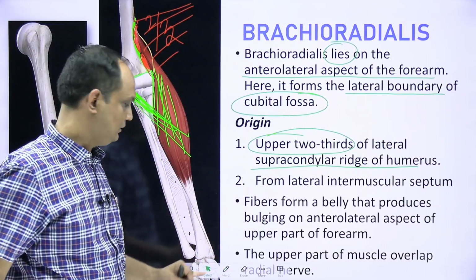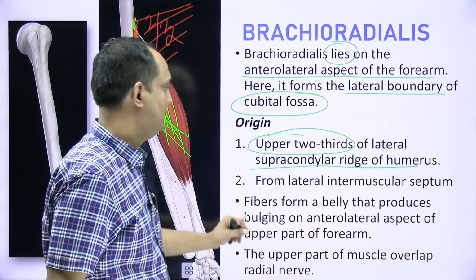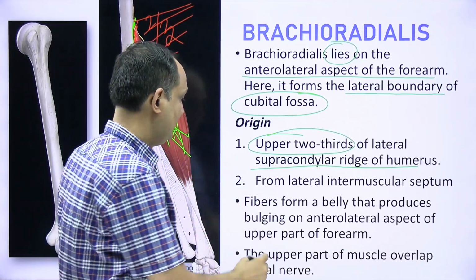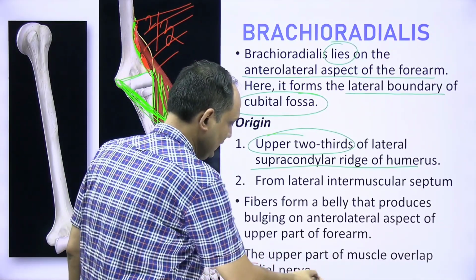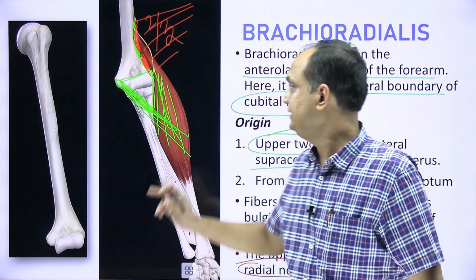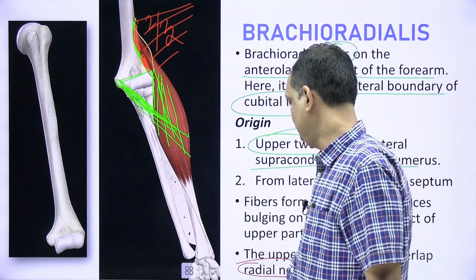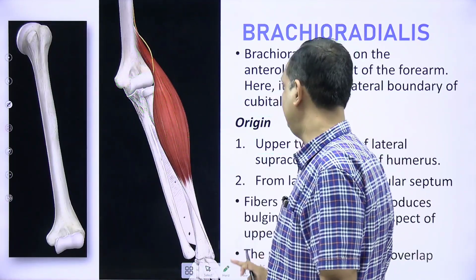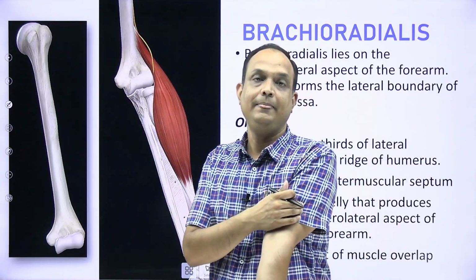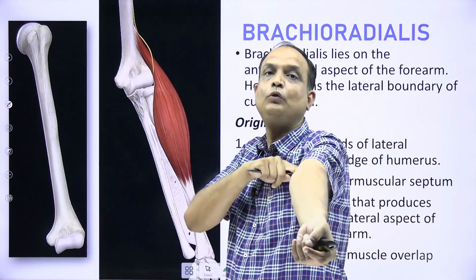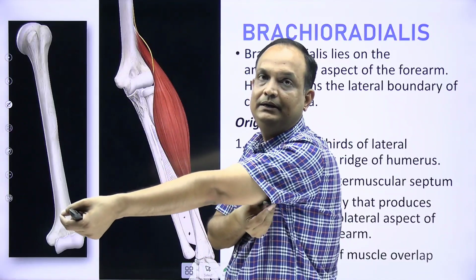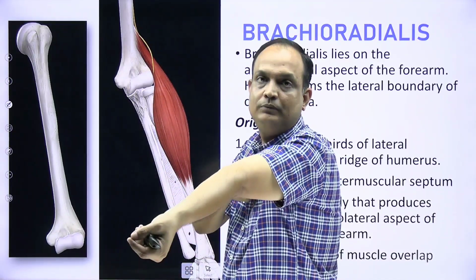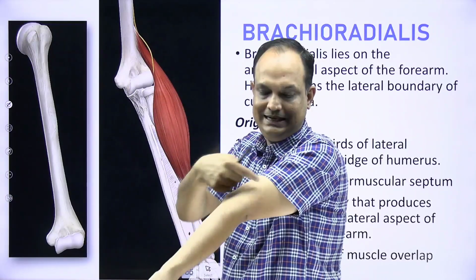The fibers of this muscle form a belly, and this belly produces a bulging on the anterolateral aspect. The upper part of the muscle overlaps the radial nerve. In this diagram you can see the exit of the radial nerve, which comes out on the lateral side. You know that there is a radial groove in the posterior compartment of the arm, and the radial nerve passes from this groove to come out on the lateral side.